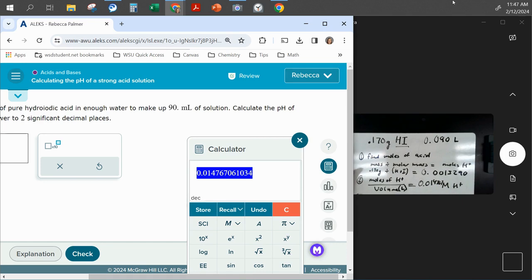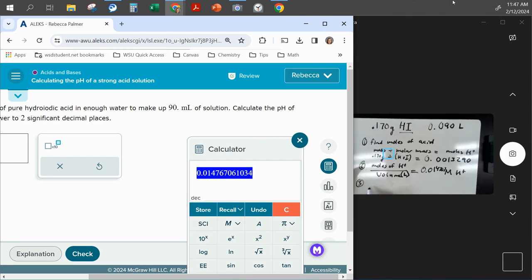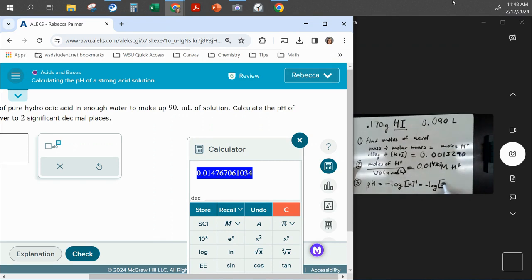And then the third thing I'm going to do is use this equation. The pH is negative log of the concentration of hydrogen. So I'm going to do negative log of the number that I just found. And that will be my answer. So I'm going to do log, and it's the negative log.